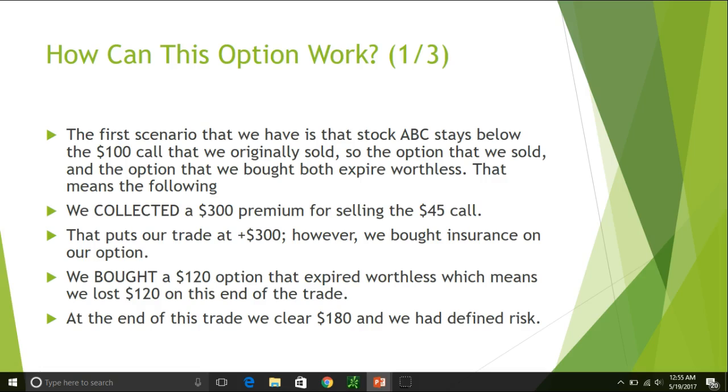So since these options expired worthless, we are going to collect the $300 premium for selling. I'm sorry, this is a typo. This should say $100 here. So we're going to collect a $300 premium for selling the $100 call, not 45. However, we bought insurance on our option, so we're plus $300 on this trade as it stands, which is great.